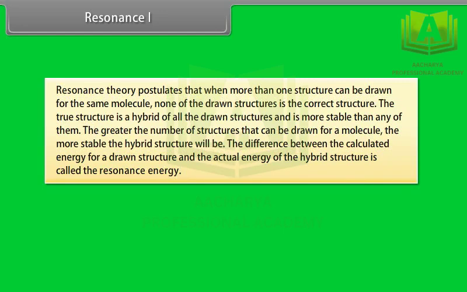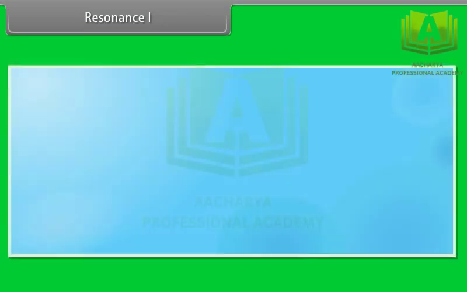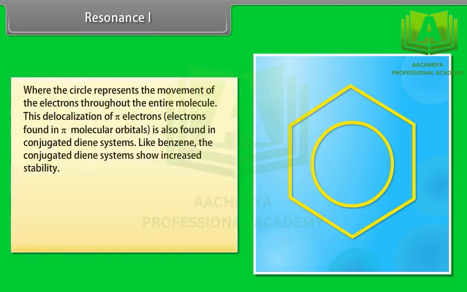The difference between the calculated energy for a drawn structure and the actual energy of the hybrid structure is called the resonance energy. The greater the resonance energy of a compound, the more stable the compound. The two Kekulé structures that can be drawn for the benzene molecule are actually two resonance structures. The hybrid of these structures would be drawn like this, where the circle represents the movement of the electrons throughout the entire molecule. This delocalization of pi electrons, found in pi molecular orbitals, is also found in conjugated diene systems. Like benzene, the conjugated diene systems show increased stability.